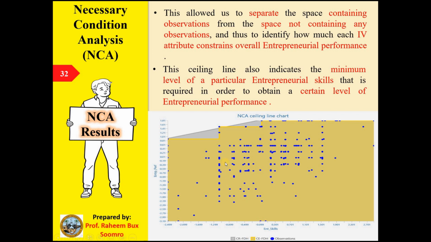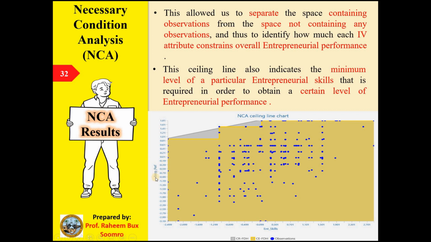Now the CE-FDH is basically this yellow line you are looking at, where extreme values are connected through this line. You are looking at horizontal, then vertical, horizontal, and then vertical. Here it is separating the values, and in this column there is no value. So we can say that the CE-FDH is a line separating that part of the graph where the values are available from that part where the values are not available, thus identifying how much the IV constrains our independent performance.